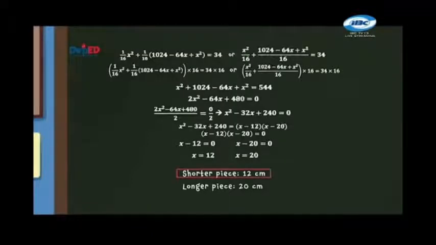The shorter piece is 12 centimeters, while that of the longer piece must be obtained by subtracting 12 centimeters from 32 centimeters, in which the result is 20 centimeters, since its length is represented by the expression 32 minus x. Problem solved!